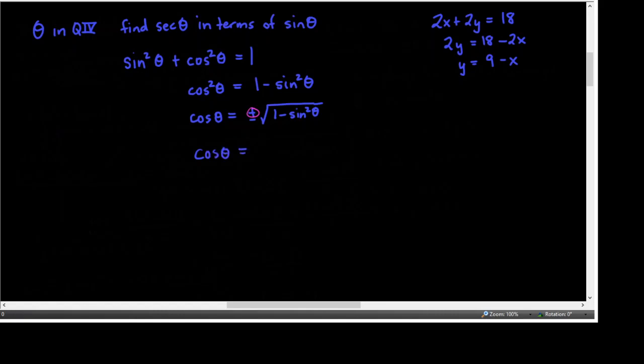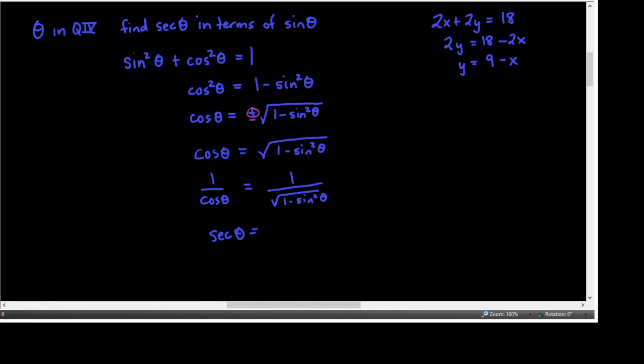Now, a little while ago, I mentioned an equation solving technique that's really handy at times. I'm going to take the reciprocal of both sides of this equation. So the reciprocal of cosine is 1 over cosine. The reciprocal of the radical is 1 over the radical. And then using an identity that we learned earlier, the reciprocal identities, 1 over cosine theta is secant of theta.